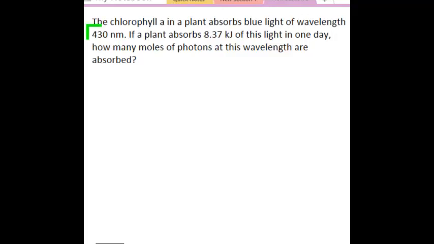In this problem, I'm going to show you how to find the number of photons, or the moles of photons, when you know the wavelength and the total amount of energy. This problem says that chlorophyll A in a plant absorbs blue light of wavelength 430 nanometers. If a plant absorbs 8.37 kilojoules of this light in one day, how many moles of photons at this wavelength are absorbed? So what we want to find is moles of photons.